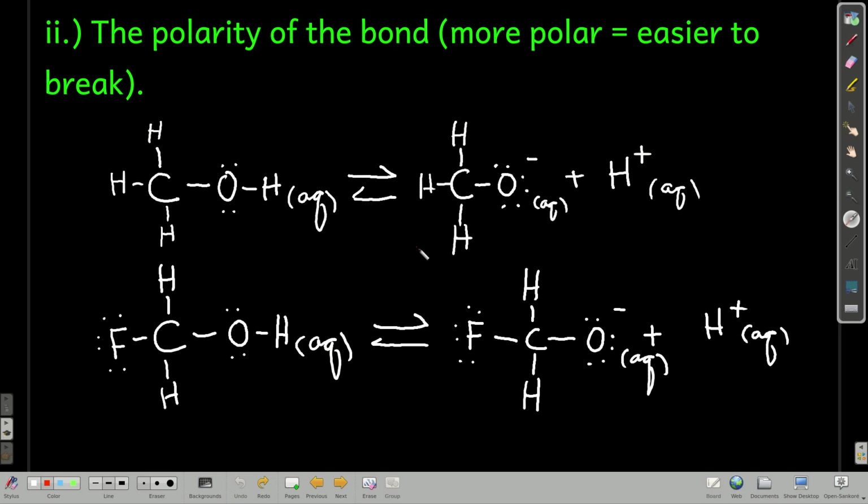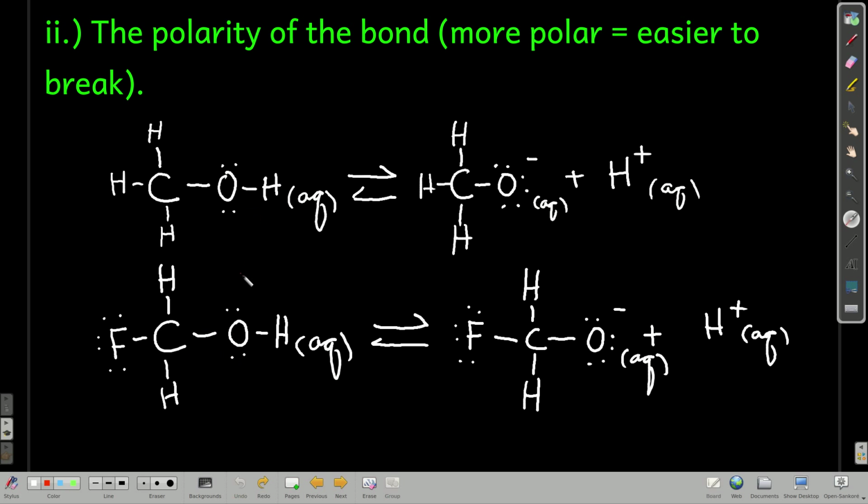The next thing that affects how easy it is to break a bond between an acidic proton and the rest of the molecule is how polar that bond is. The more polar it is, the easier it is to break. What determines the polarity of the bond? Well, at least at the first level, it's determined by the difference in electronegativity between the two atoms. Now, if that's the same, then it's determined by the rest of the molecule.